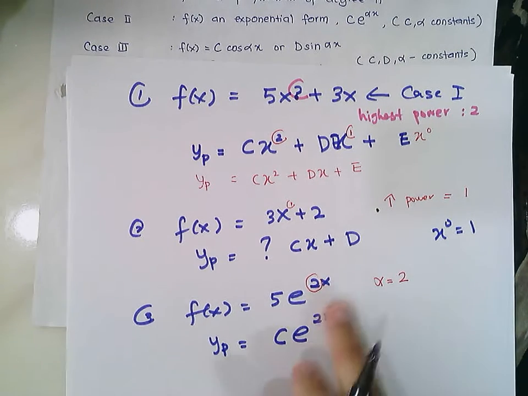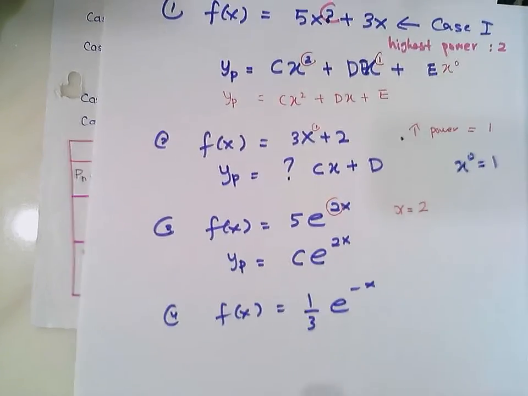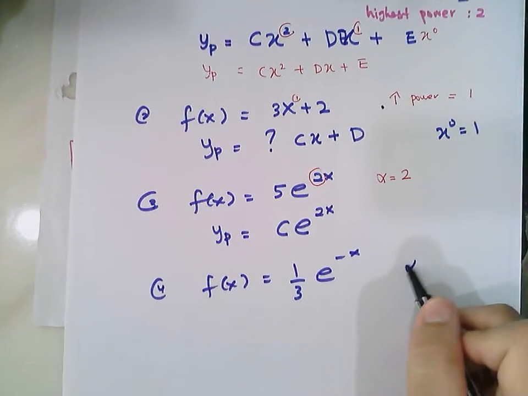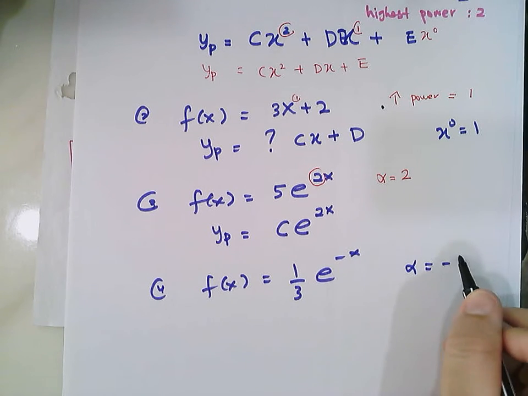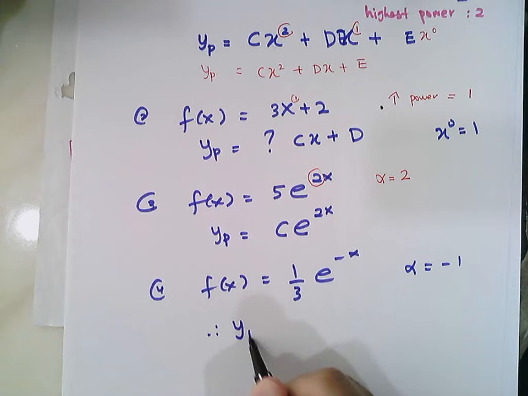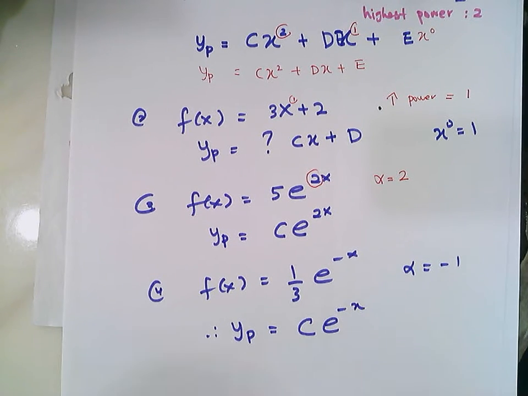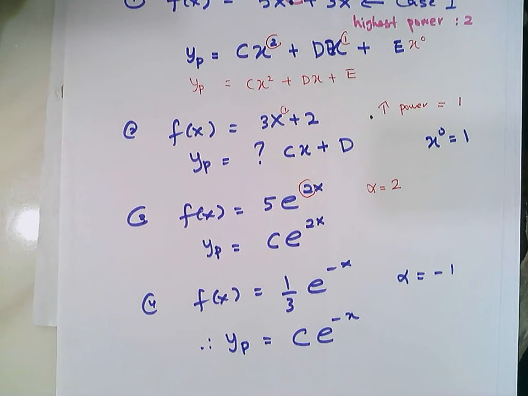If, say, your fx is equal to 1 over 3 exponent negative x, you know that your alpha is equal to negative 1. Therefore your suggestion for yp is equal to c exponent negative x. Okay, are you clear?